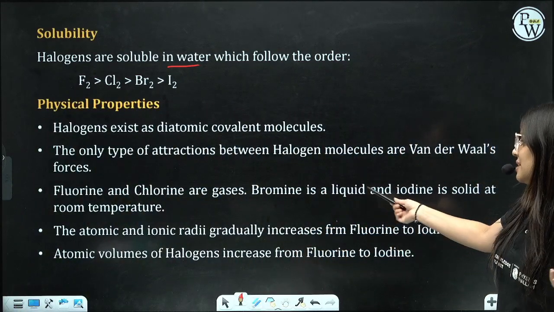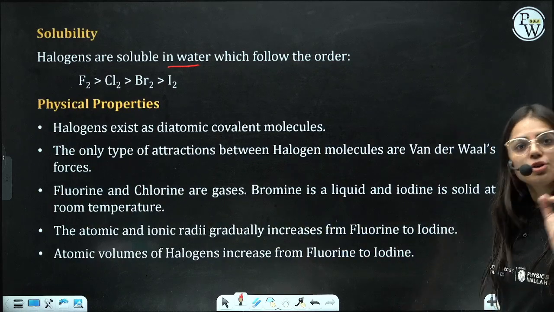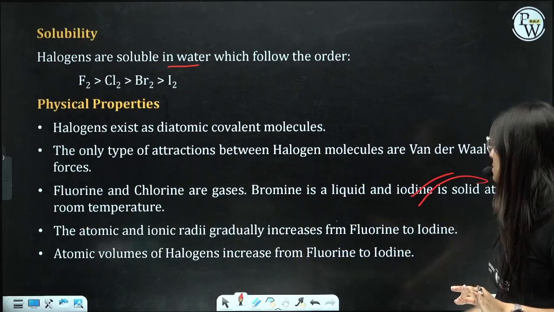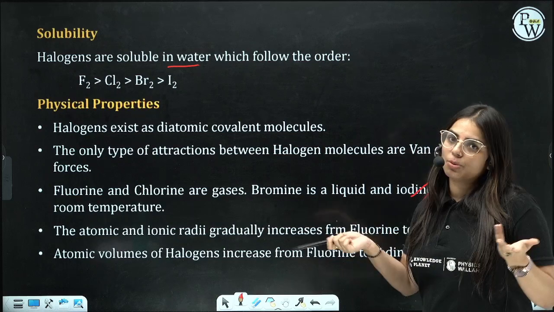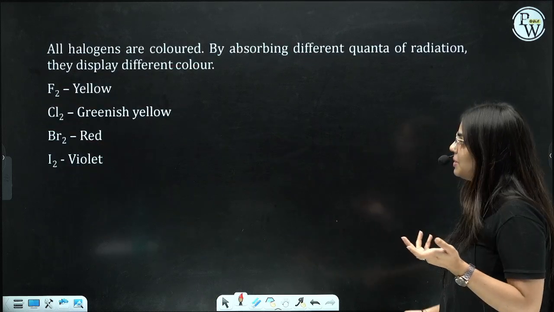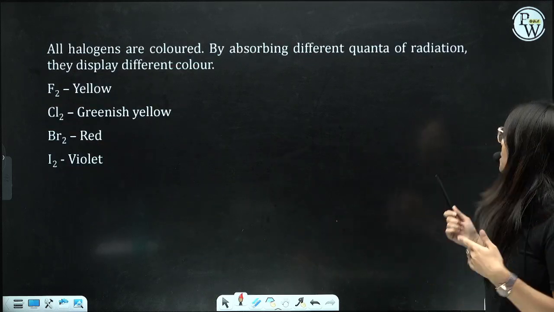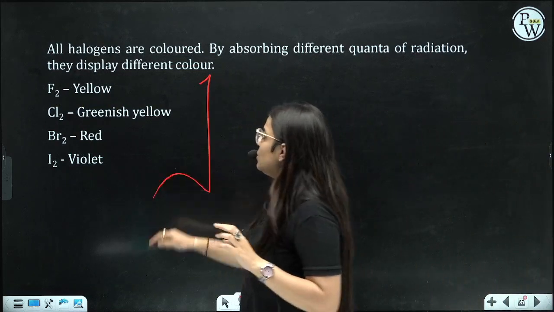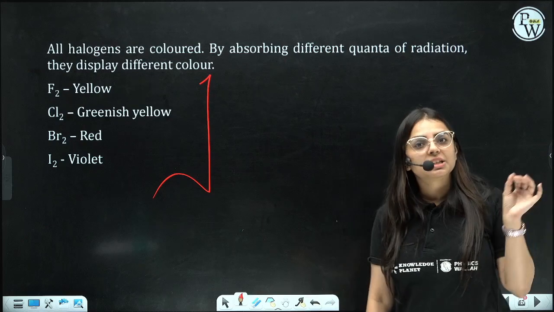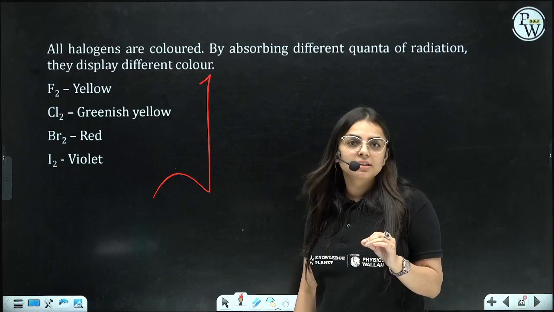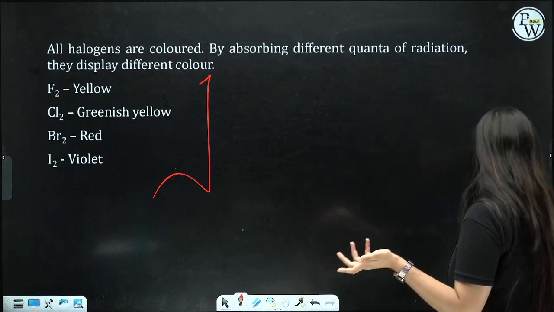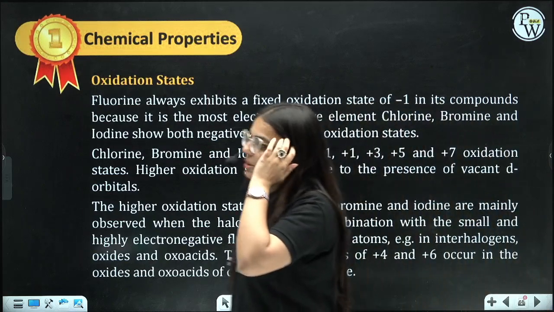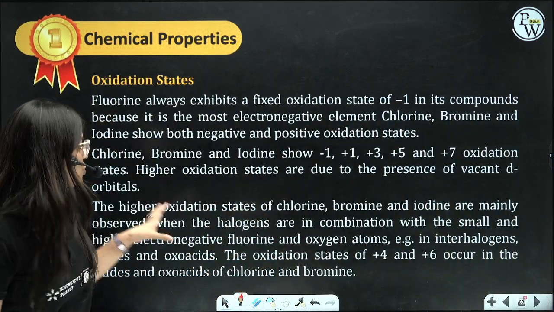Fluorine and chlorine are gases. Bromine is liquid and iodine is solid at room temperature. This is an important key concept. Atomic radii will increase because the number of shells increases down the group. All halogens are colored. By absorbing different quanta of radiation, they display different colors. F2 exhibits yellow color, Cl2 greenish yellow, Br2 red, and I2 violet color. Simple part. Starting with the chemical properties, now we have again the oxidation state over here.